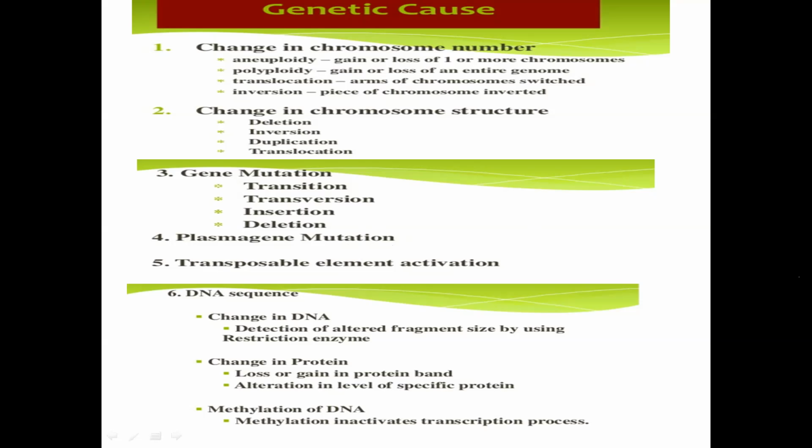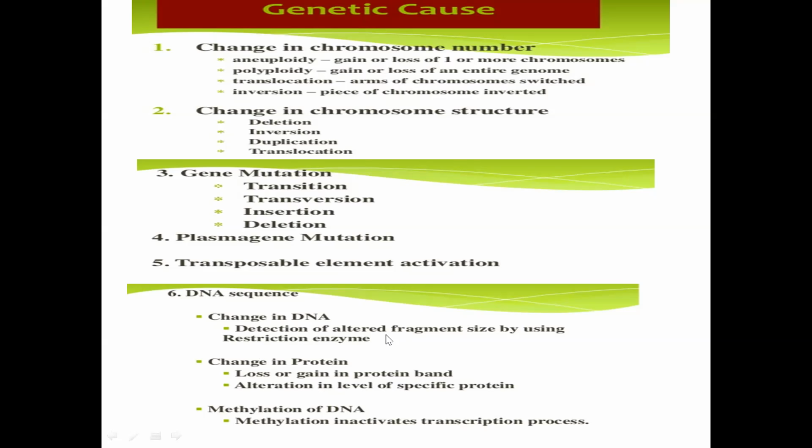Plasmagene mutation is also involved in somaclonal variation, and so is transposable element activation. Transposons are jumping genes, you already know. Depending on the physiological conditions, you might expect certain classes of genes to literally jump from one place to another in the entire chromosome. So that will also exhibit some amount of phenotypic variation. Then changes can happen in the DNA sequence directly, where you can see altered fragment size.